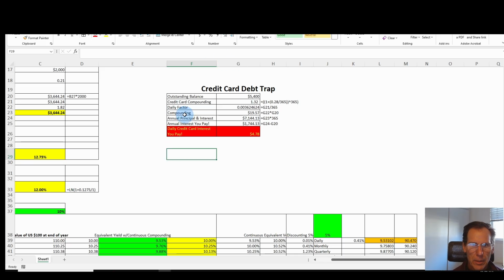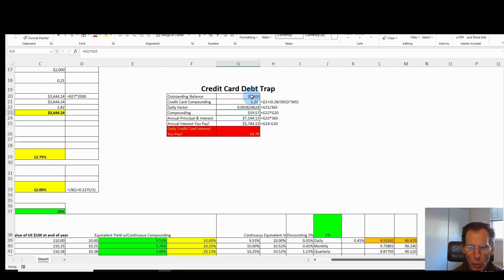Let me explain a little about this credit card trap. As I mentioned, this outstanding balance, $5,400, represents 55% of the U.S. population. That's the average balance. We have this credit card compounding factor. Here is the math. I use 28%, which is probably a little bit high. We're going to take the 28% annual interest rate, and because this is daily compounding, we're going to divide that by 365. Then we have this caret, that's the power. So we take that to the power of the number of days, 365. Here's our daily factor, and this is the impact.